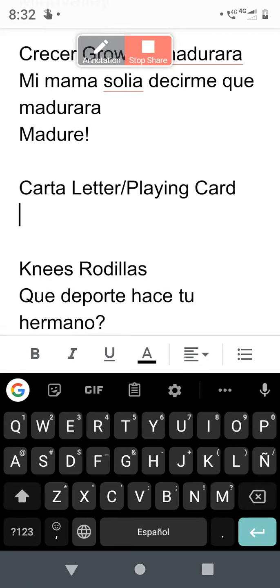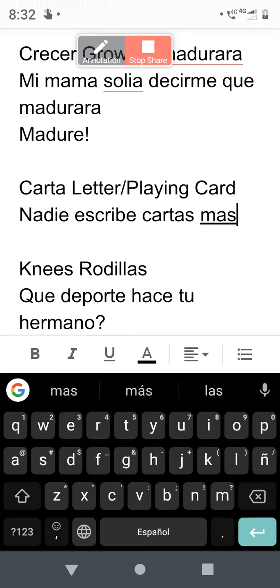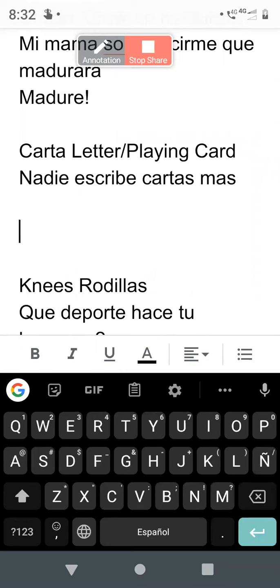Letter. As in using it in the letter. Nobody writes letters anymore. Nadie escribe. It's true. Sad but true. Nadie escribe cartas. Ya. Cartas. No, más. Okay. Nadie escribe cartas más. So go ahead, pronunciation. Nadie escribe cartas más. Otra vez, nadie. Nadie. Escribe cartas. Más. Bien.